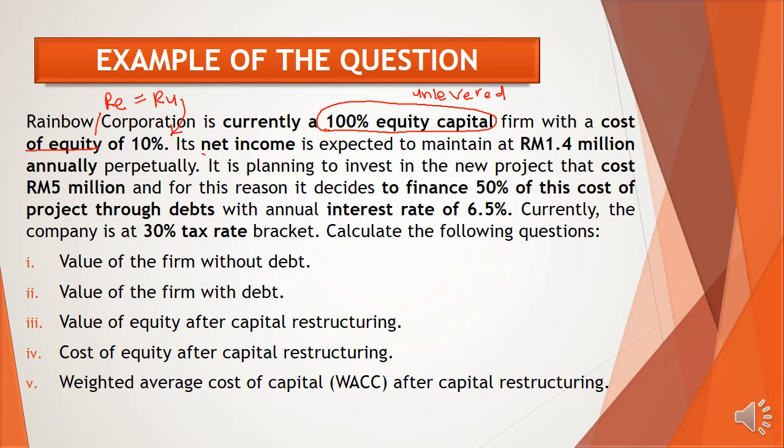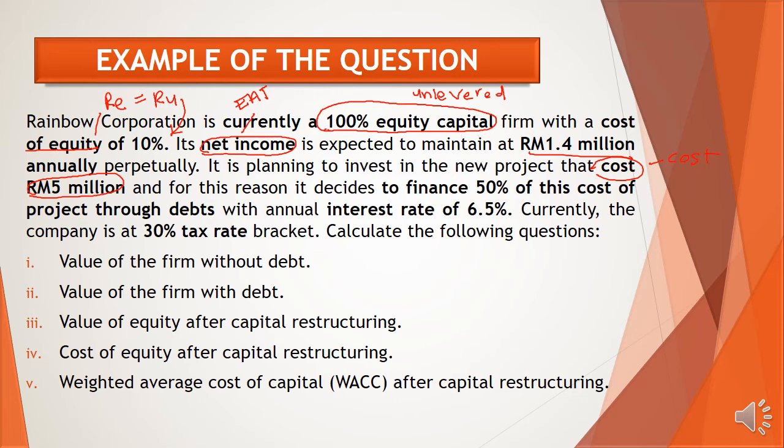Net income is expected to be maintained at RM 1.4 million. Net income is represented by EAT, which is earnings after tax, given at 1.4 million ringgit annually and perpetually. It is planning to invest in a new project that costs RM 5 million. Cost here represents the cost of the project, so the project cost is equal to RM 5 million.